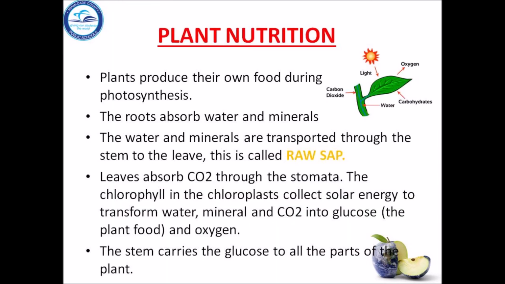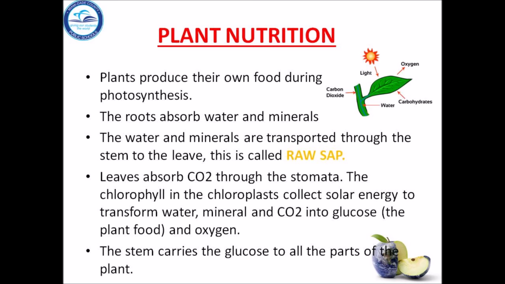We know that plants are producers. That means that they can produce their own food during a process called photosynthesis. The roots absorb water and minerals from the soil. Then, these water and minerals are transported through the stem to the leaves. This is called raw sap, in Spanish, savia cruda.